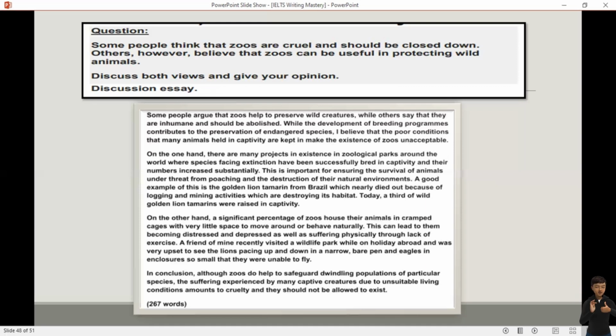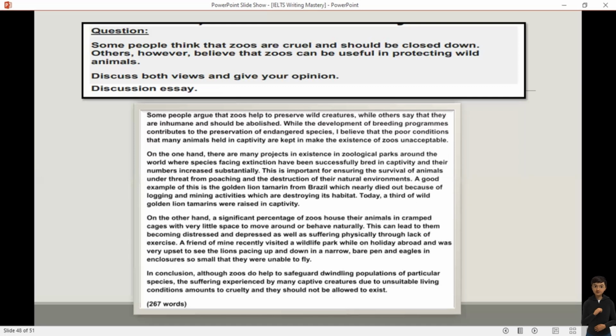Now, body one. On the one hand, there are many projects in existence in zoological parks around the world. The species facing extinction have been successfully bred in captivity and their numbers increased substantially. This is the topic sentence one. Next, we have the explanation. This is important for ensuring the survival of animals under threat from poaching and the destruction of their natural environments.